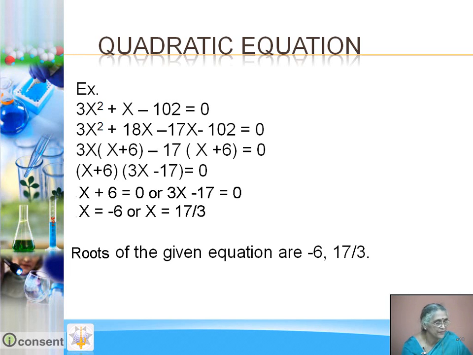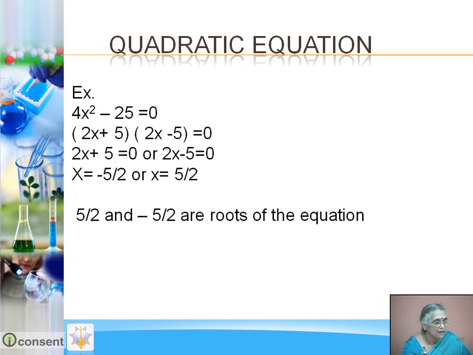Taking 3x common, 3x into bracket x plus 6 minus 17 into bracket x plus 6 is equal to 0. Therefore, x plus 6 into 3x minus 17 is 0. Obviously, x is equal to minus 6 or x is equal to 17 by 3. Therefore, roots of equation are minus 6 and 17 upon 3.